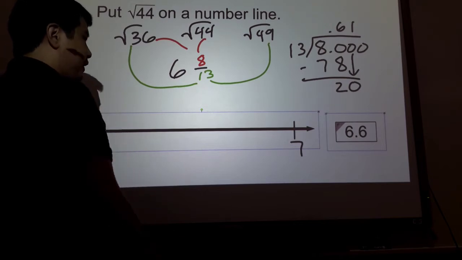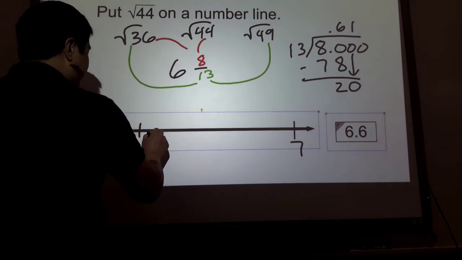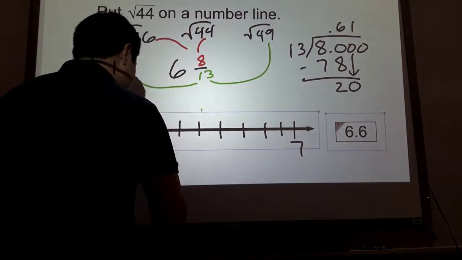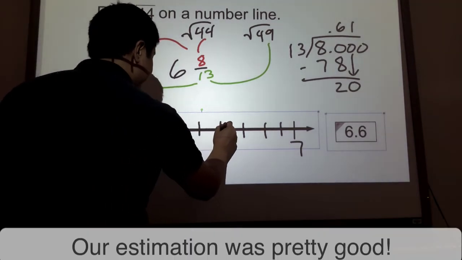And to put that on the number line, again, I'm going to put in my 10th place, so it's 6.1, 6.2, 6.3, 6.4, 6.5, 6.6, 6.7, 6.8, 6.9.